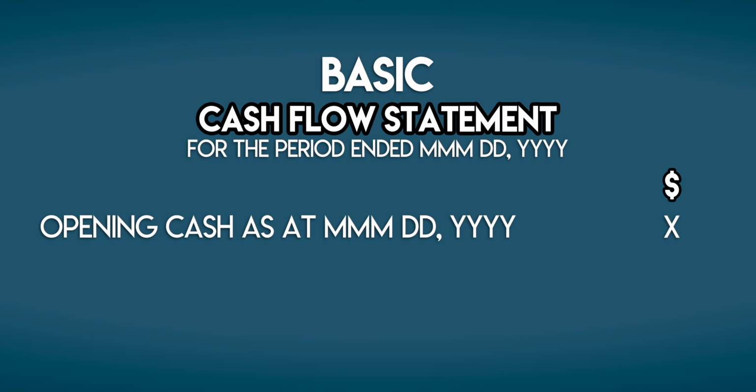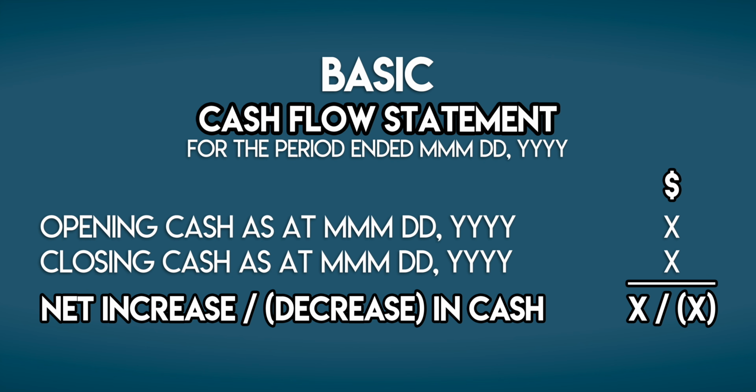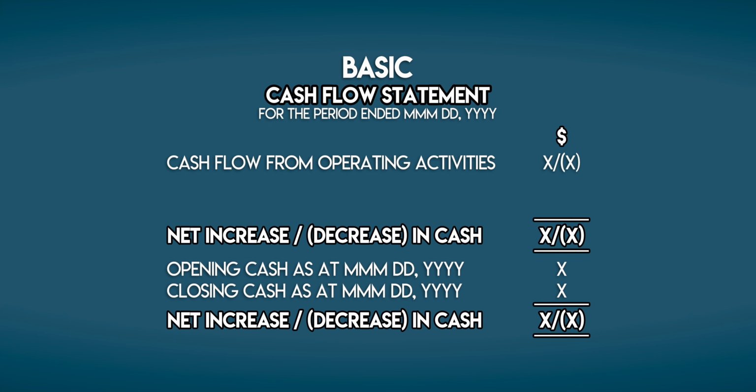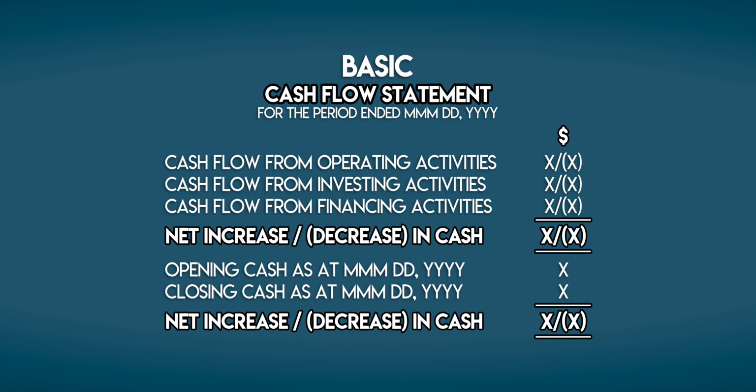We begin with the opening cash amount at the start of the period and compare it against the closing cash amount at the end of the period. You can find both of these numbers in the balance sheet. The movement between the two is the net increase or decrease in cash. And once we know that, then we can get onto the real purpose of the cash flow statement, explaining how we ended up here. There are three main sections: cash flow from operating activities, cash flow from investing activities, and cash flow from financing activities.